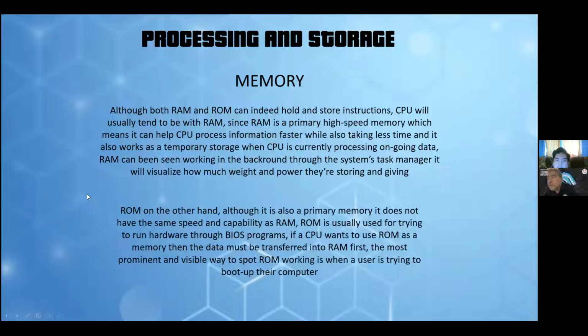ROM, on the other hand, although it is also a primary memory, does not have the same speed and capability as RAM. ROM is usually used for trying to run hardware through BIOS programs. If a CPU wants to use ROM as a memory, then the data must be transferred into RAM first. The most prominent and visible way to spot ROM working is when a user is trying to boot up their computer.